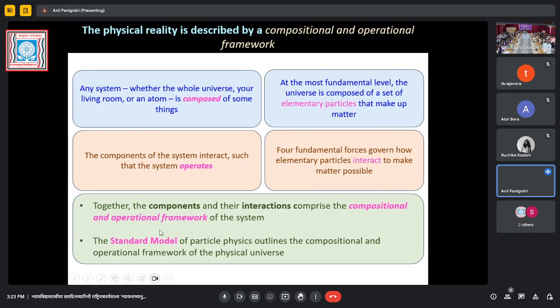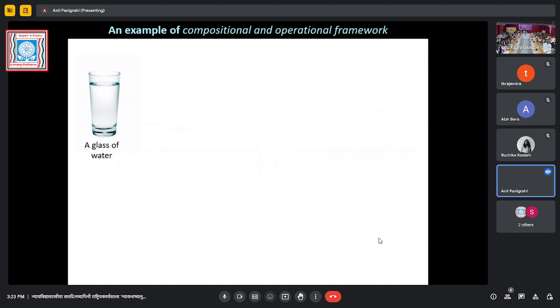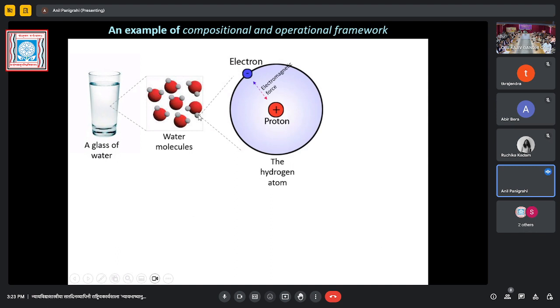At the most fundamental level, the standard model of particle physics outlines the compositional and operational framework of the physical universe. Now, here is an example of a compositional and operational framework. So you have a glass of water, and the water has water molecules, right? So these are water molecules, H2O. So this is oxygen. These are two hydrogens. The hydrogen atom can be depicted like this.